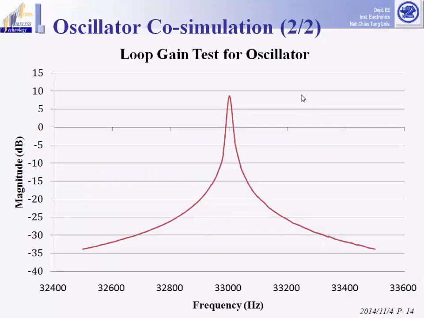And here is the loop gain test co-simulation taken from the output of the TIA. We have a loop gain greater than 0 decibels, as required for the oscillator system.